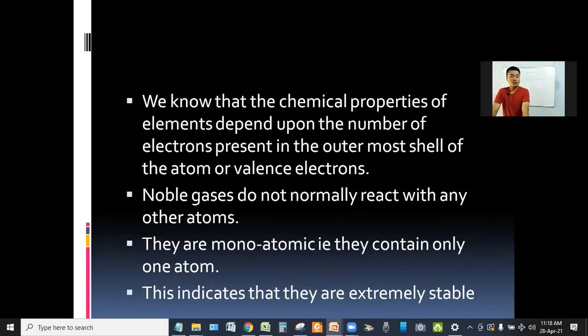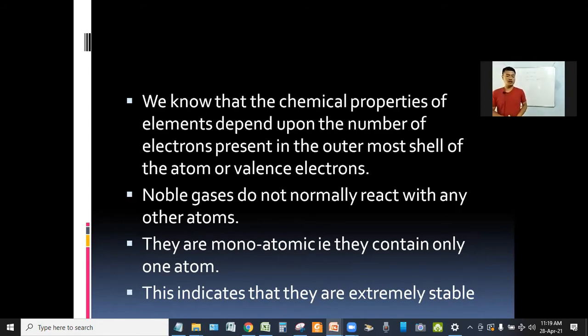We know that the chemical properties of elements depend upon the number of electrons present in the outermost shell of the atom, the valence electrons. In class 9, we already learned about the Bohr's diagram of atoms. From there, we can see that atoms have shells: K shell, L shell, M shell, N shell. The chemical properties of elements depend upon the number of electrons in the outermost shell, or valence shell. If the number of electrons in the outermost shell is 8, then they are stable. If it is less than 8, they are not stable.